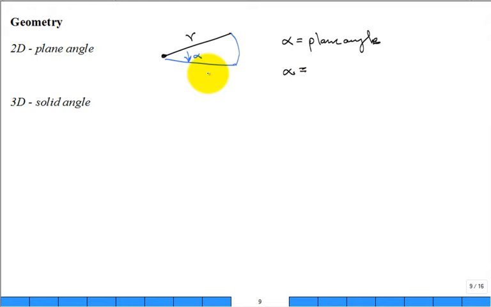Somebody says, this angle goes from here to here. And then they ask you, okay, tell me, for that case, what's alpha? Most of you can tell me. You don't need to consult a textbook. What's alpha in this case? 90 degrees, or pi over 2 radians. True or false?